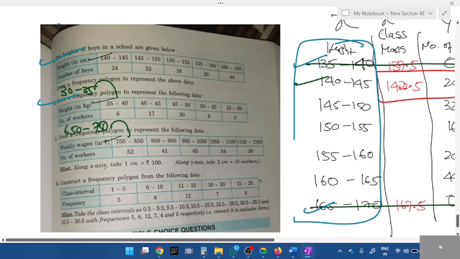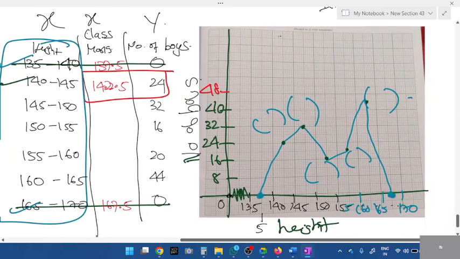And look at the value they've taken. Scale, students. I forgot to mention scale here. What will you write for scale? Be quick. X-axis, 1 centimeter is equal to... What is the difference between 135 and 140? 5. You're not supposed to take 135, students.